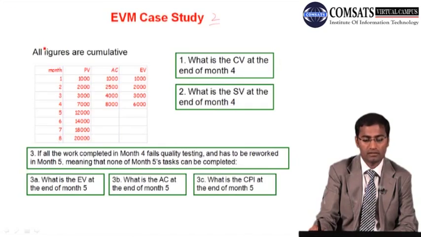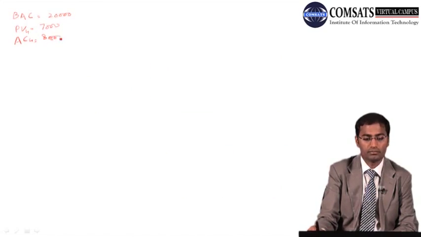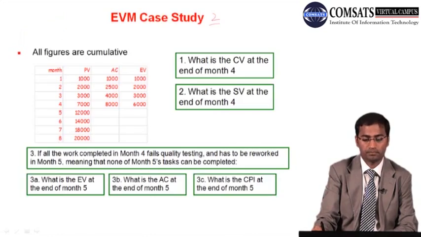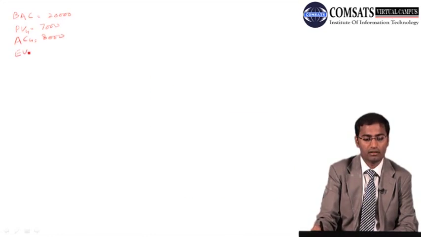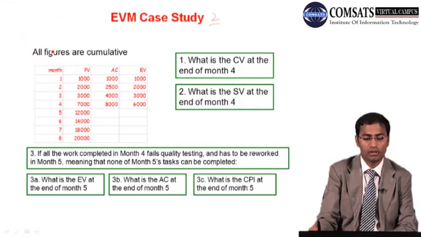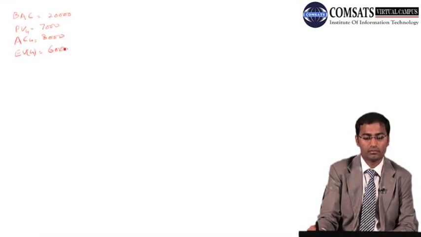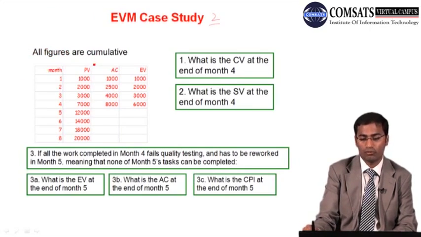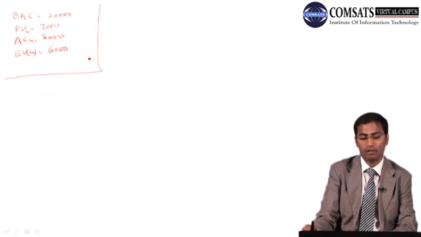AC4 after 4 months is 8,000. And then EV4 is equal to 6,000. So this is the data we are having. Okay, so we are in need of CV at the end of month 4.